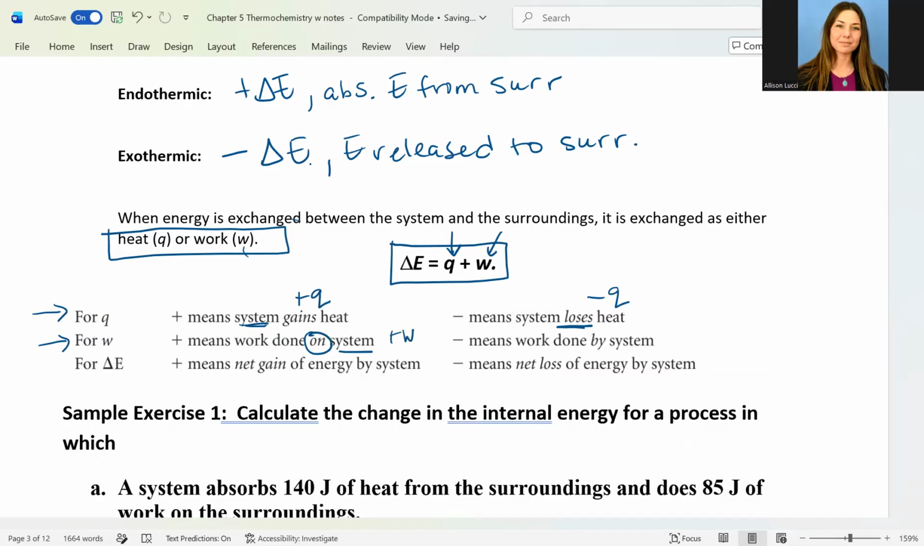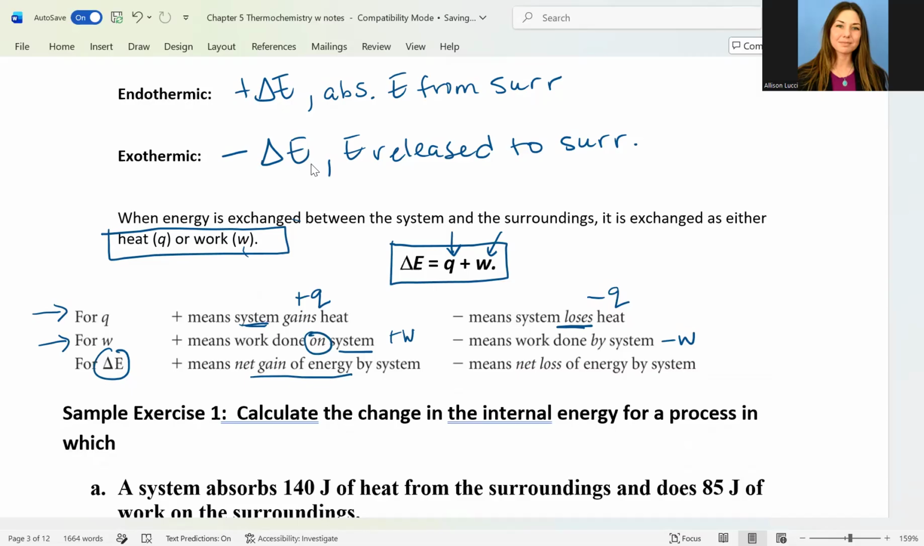When work is done by the system, it's losing energy. So we'll have a negative W. The delta E then is going to be positive if we have a net gain of energy, so the sum of both Q and W, and then a net loss would be negative.